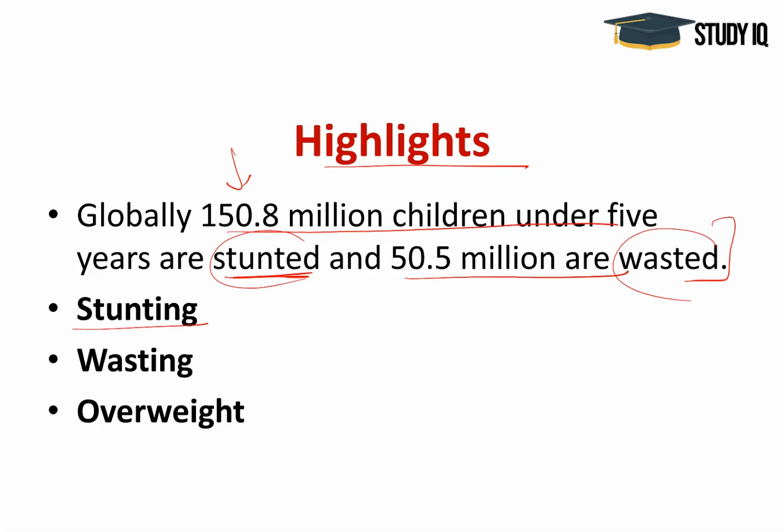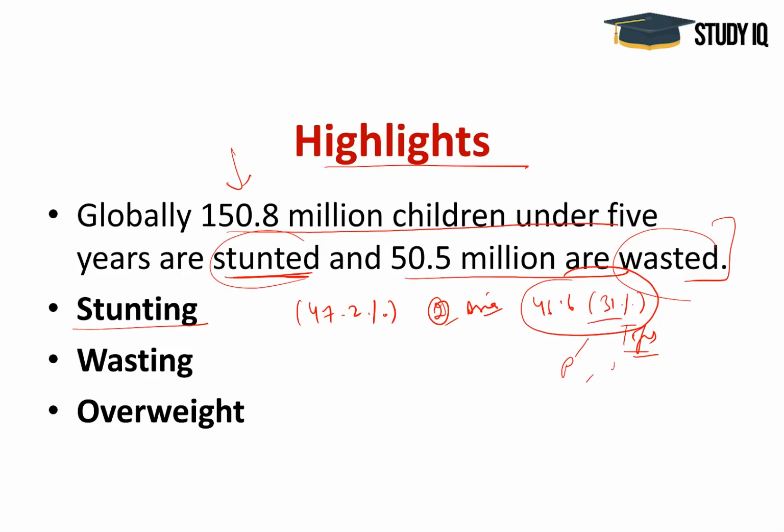So now let's discuss some data about stunting. Of the 3 countries that are home to almost half, around 47.2%, of all stunted children, 2 countries are in Asia, India and Pakistan. Of these, with 46.6 million, that is 31% of children who are stunted, India tops the list. So among the stunted children, India tops the list. That is a very sad state of affairs. And it is followed by Pakistan and Nigeria.